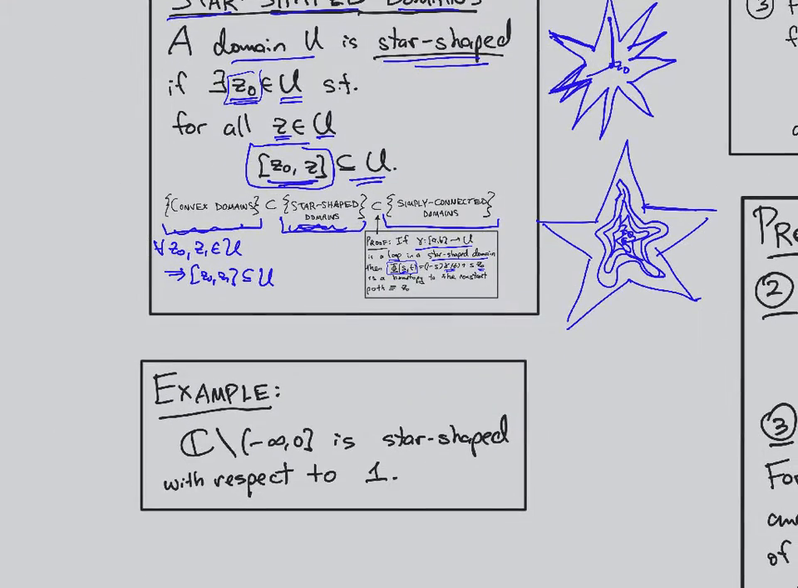Okay, and the complex plane minus the negative numbers is surprisingly star-shaped with respect to any positive number on the real line, because if I take a point here, the line segment containing it is still in there. So the plane minus a ray would always be star-shaped.